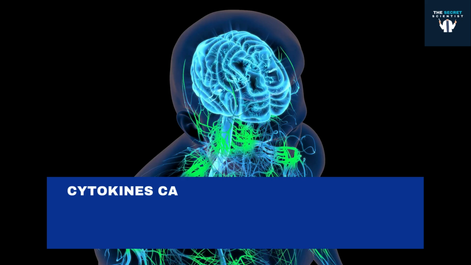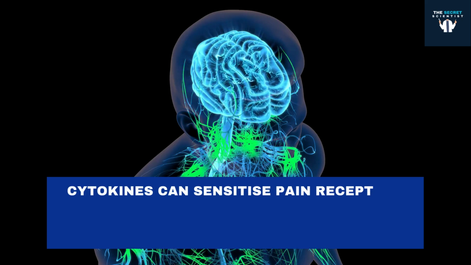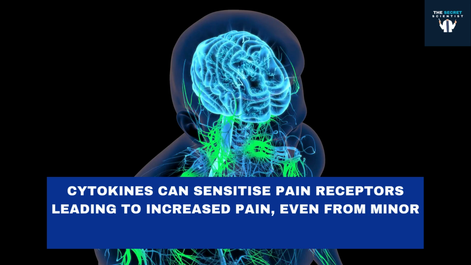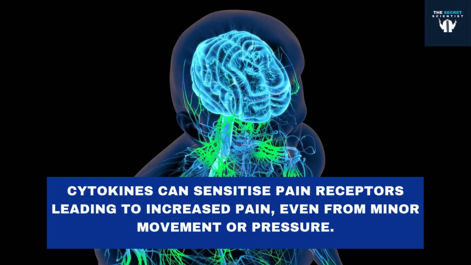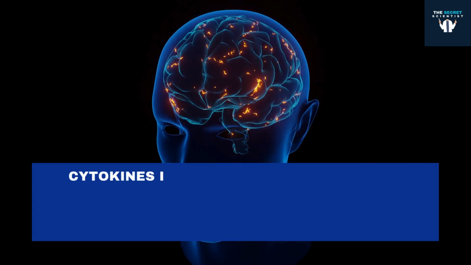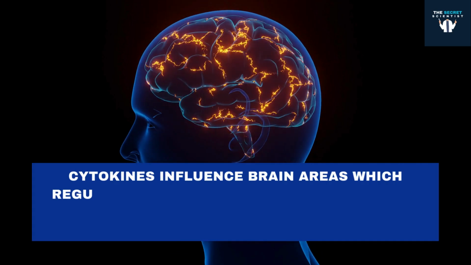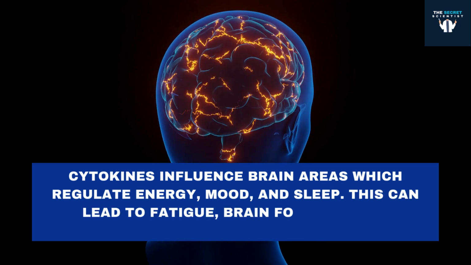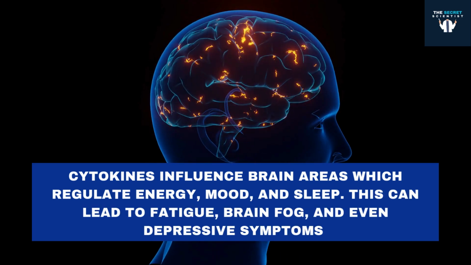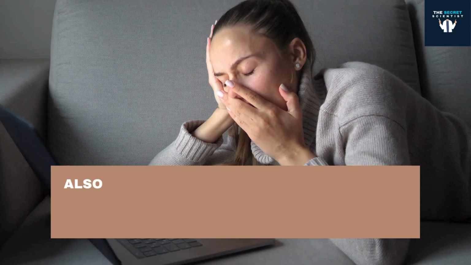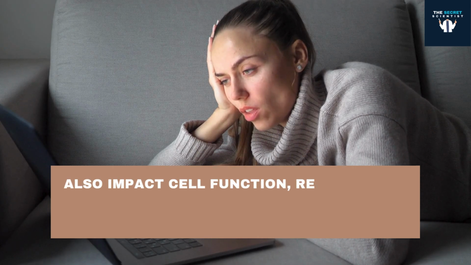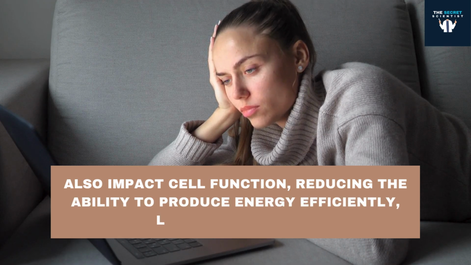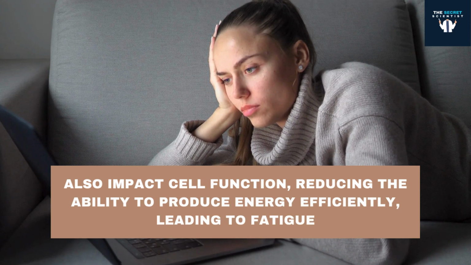Now, as mentioned earlier, not everybody has joint fusion. However, these cytokines can also sensitize pain receptors, leading to increased pain even from minor movement or pressure. These cytokines can also influence the brain areas which regulate energy, mood, and sleep. So high levels of these cytokines can lead to fatigue, brain fog, and even depressive symptoms. And the reason so many people with AxSpA suffer with fatigue is because high levels of these cytokines can also impact cell function, which reduces the ability to produce energy efficiently.